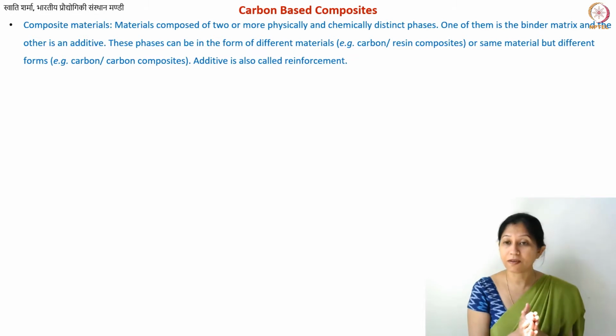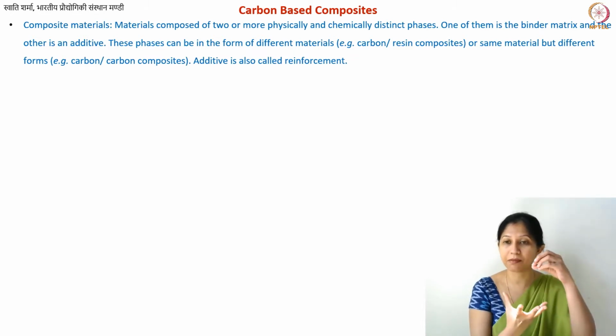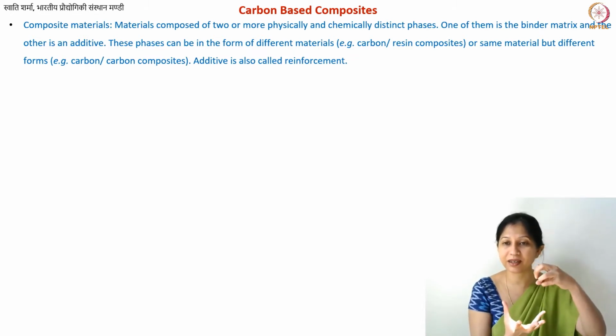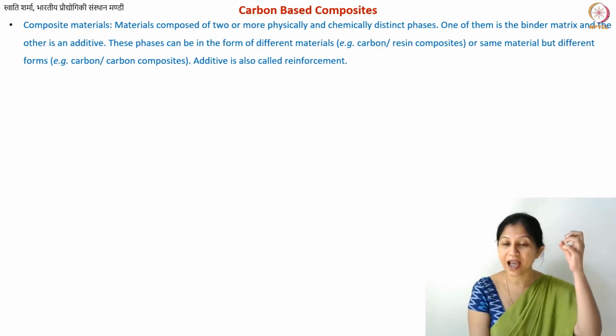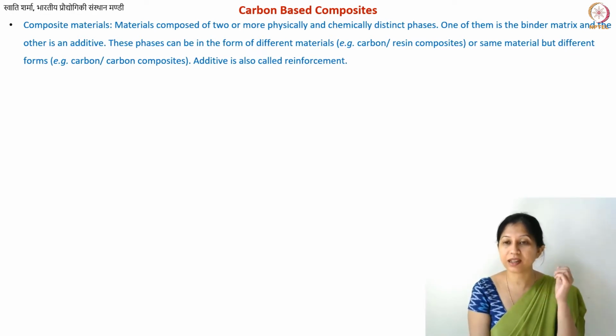So you have always something added inside a matrix. This additive is typically what carries the mechanical strength. And that is why you often have fibers, tubes, these kinds of structures as the additive. Okay, so this is the definition of composite materials.